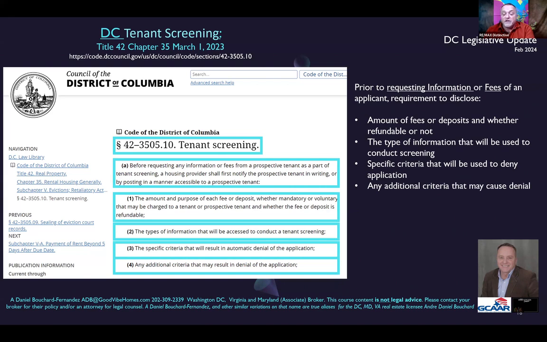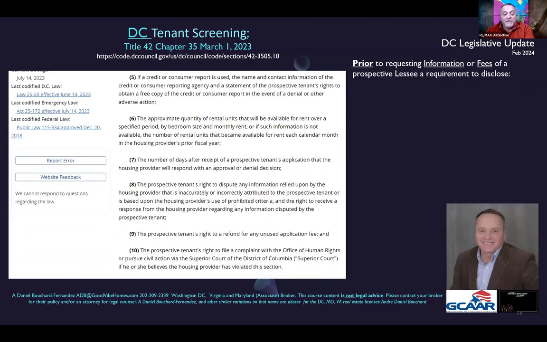So any other additional information that may cause a denial. Now you have to be careful about what you're going to state is allowed to cause a denial. So prior to requesting the information or fees, you have to state to the tenant, if a credit or consumer report is used, the name and the contact information of the credit consumer reporting agency.